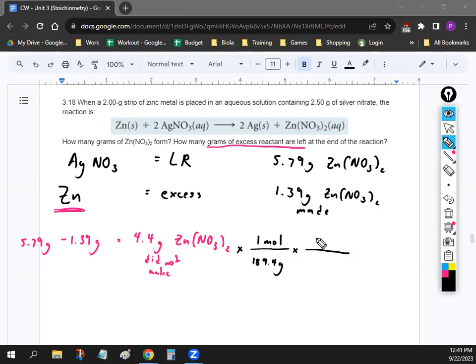Okay, we'll use the balanced chemical equation. We have 1 mole of zinc 2 nitrate for every 1 mole of zinc. And then all you have to do from there is turn 1 mole of zinc into the grams, 65.41 grams. And then whatever value you get from there should be how much we actually have left over.